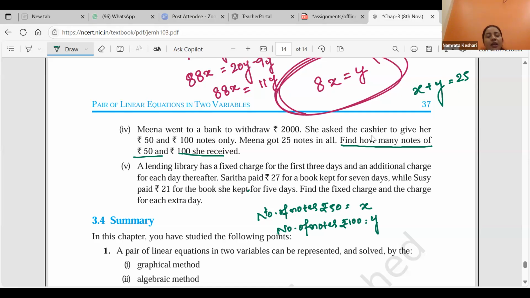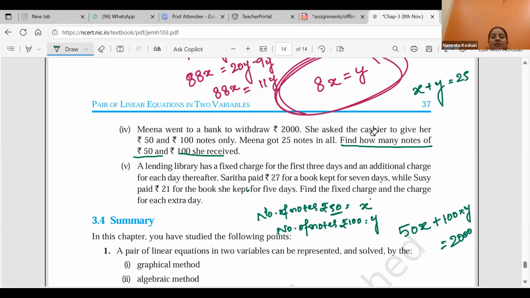Exactly. The next one will be, suppose x notes she is having and the denomination is 50 rupees, so 50 into x plus 100 into y, that will give 2000 rupees. Yes or no? Yes, ma'am. Clear? Yes, ma'am. Okay, the last one.